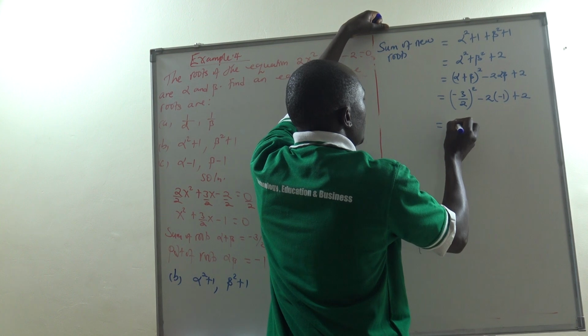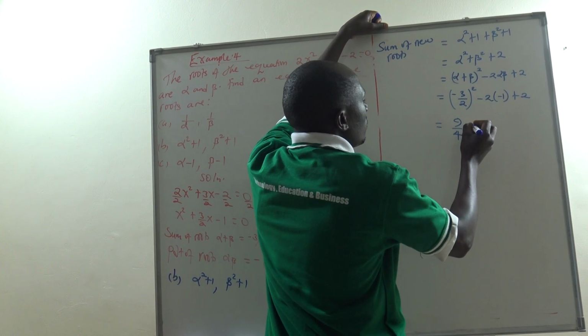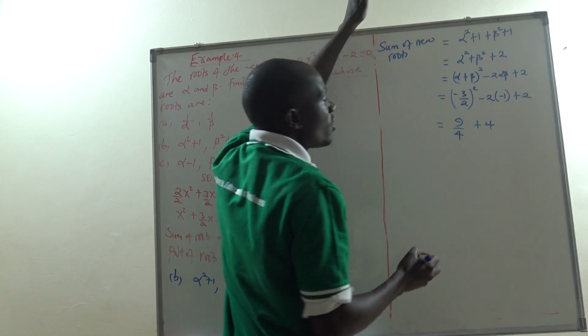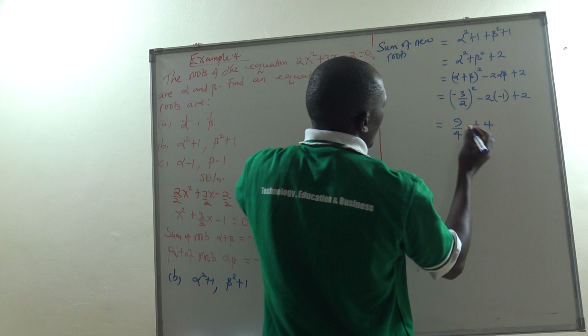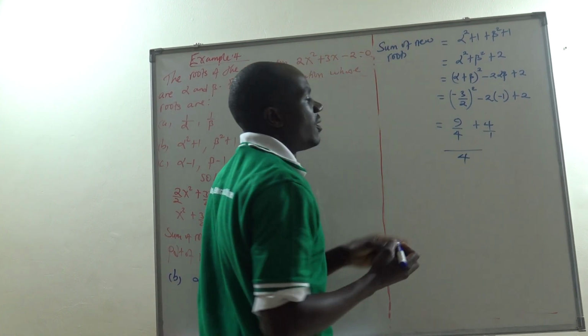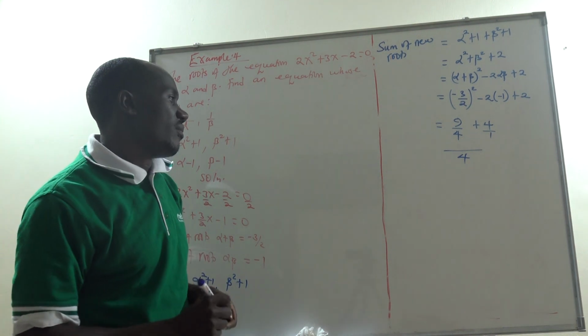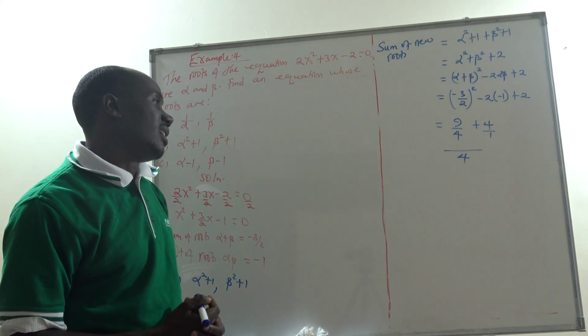So this one becomes 9 out of 4. A negative times a negative is a positive, then plus a 4. So we get the LCM. Our LCM is already 4. So 4 divided by 4, you get 1. Then 1 times 9, you get 9.